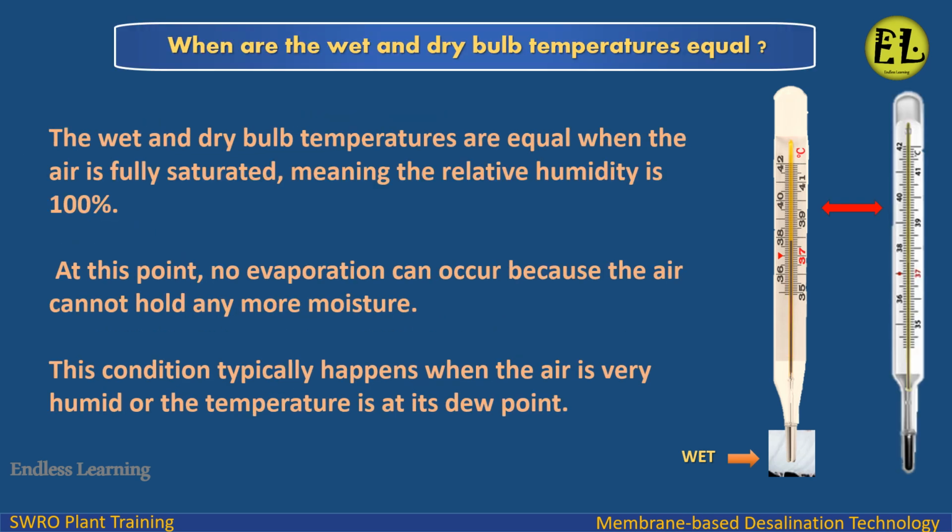When are the wet and dry bulb temperatures equal? The wet and dry bulb temperatures are equal when the air is fully saturated, meaning the relative humidity is 100%. At this point, no evaporation can occur because the air cannot hold any more moisture. This condition typically happens when the air is very humid or the temperature is at its dew point.